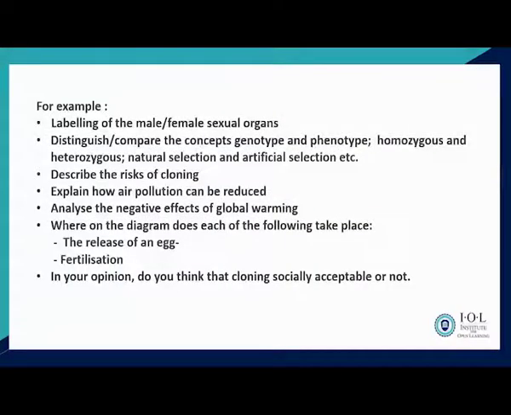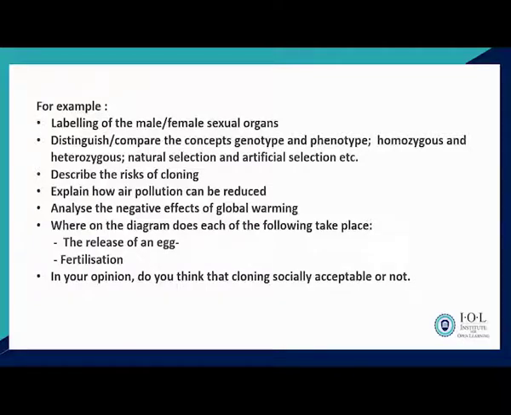If you are given a diagram, you can be asked, for example, where on the diagram does each of the following take place? For example, the release of an egg or fertilization. And then an opinion question, just wanting to see what is your opinion on an issue, for example. Now, if you go to the third bullet, it asks, describe the risk of cloning. Okay? You should know what cloning is about. And then the last question is focusing on your opinion.